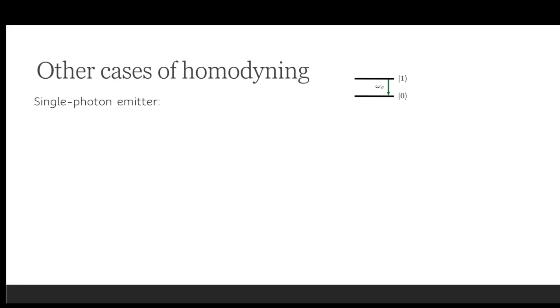So let me first introduce an easy example of applying this technique, the first and the most simple case.